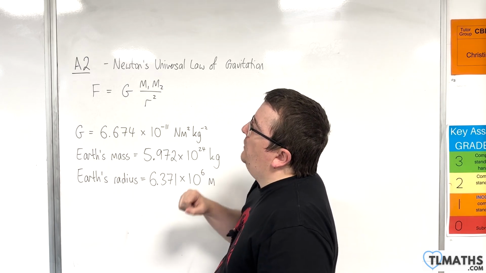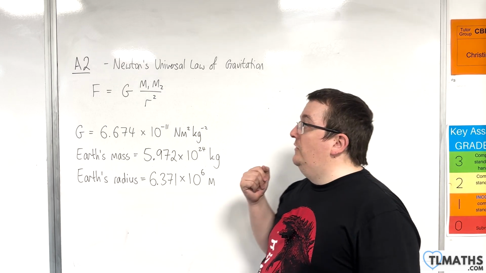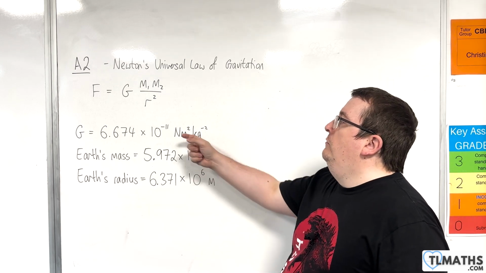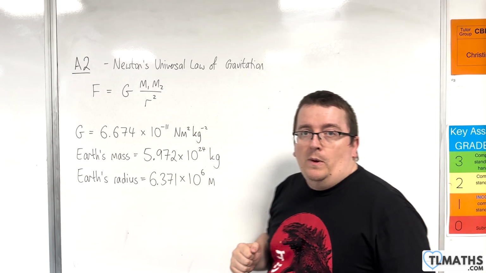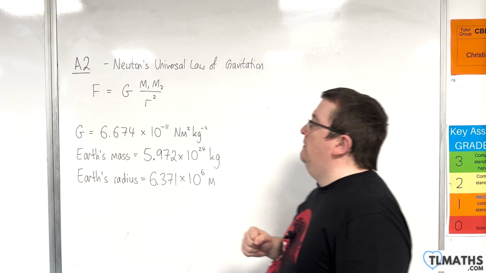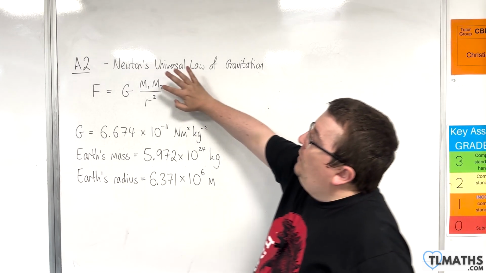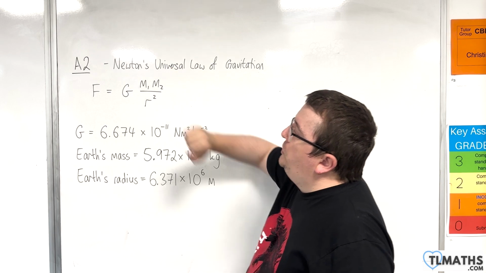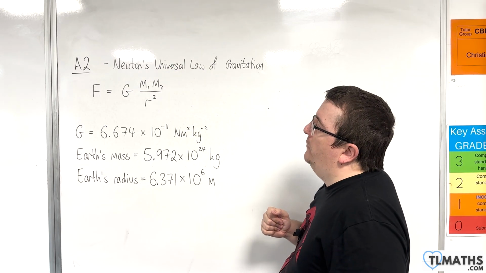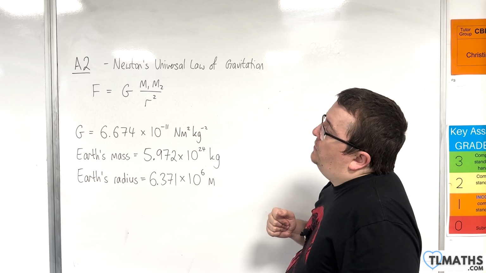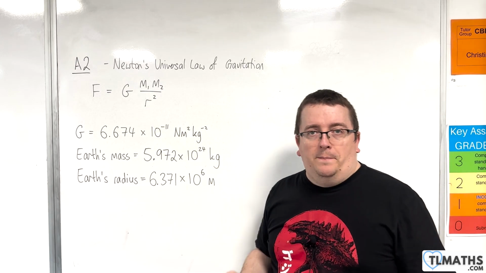has been calculated to be 6.674 times 10 to the minus 11 Newton square meters over square kilograms, rather. Then we've got the masses of the two objects that you are looking at, m1 times by m2, divided by the distance squared between them.